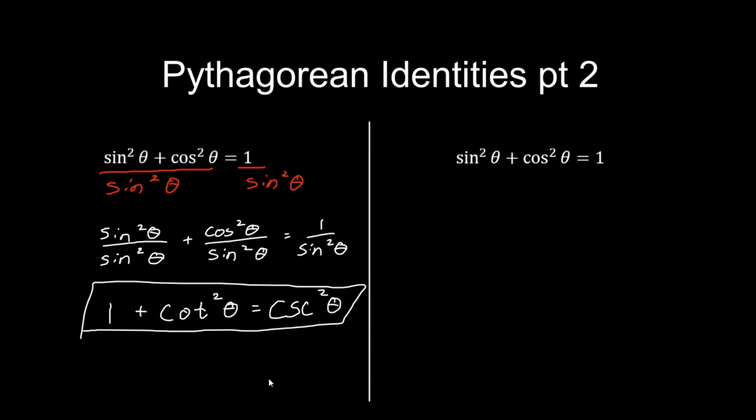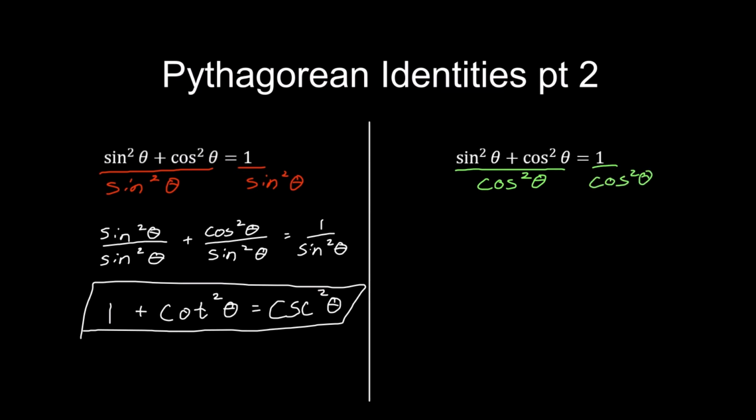Well, now we can do the exact same thing and figure out the third Pythagorean identity. Over here we divided by sine squared theta because there was no reason, that was just what we chose. So now let's divide by cosine squared theta. We'll get something slightly different, and we'll see that third Pythagorean identity. So divide both sides by cosine squared theta.